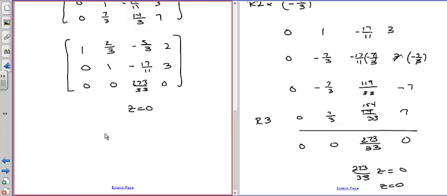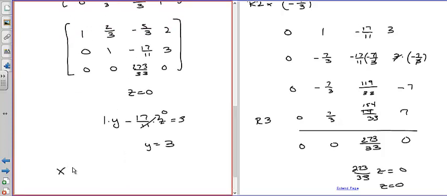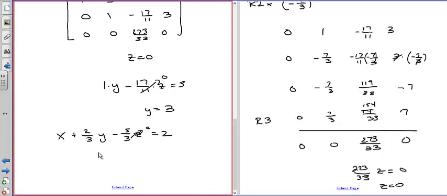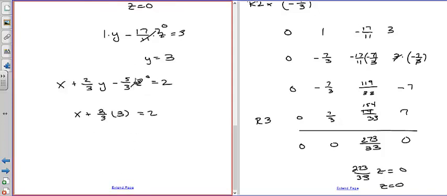What you're left with is the next equation, which would be 1y minus 17/11 z is equal to 3. Well, if z is equal to 0, this goes to 0, and you get y is equal to 3. And then you could go back to the original equation, which would have x plus 2/3 y minus 5/3 z is equal to 2. But z is 0, and y is 3, so I get x plus 2/3 times 3 is equal to 2, because that drops out. So I get x plus 2 is equal to 2, and I get x equals 0 is my solution. So I actually get 2 zeros and a y solution of 3.